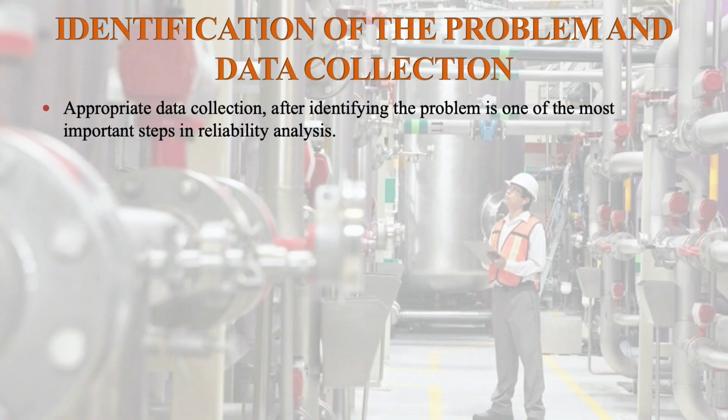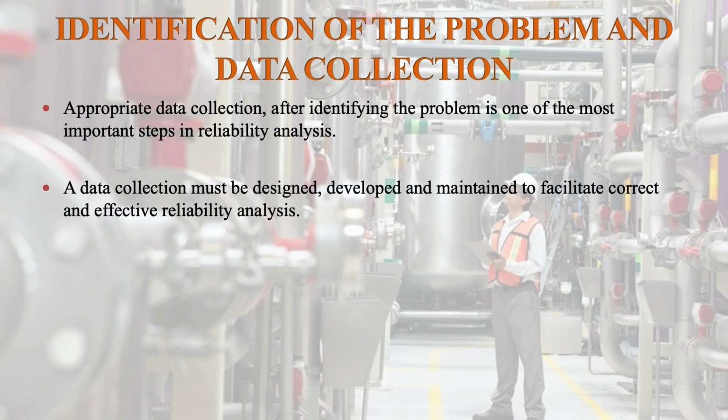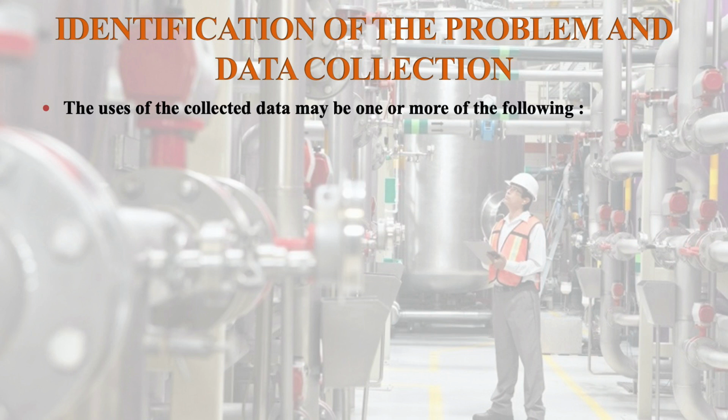Identification of the problem and data collection. So first of all, one has to identify a problem. How to identify the problem? Once identifying the problem, one has to collect the data. So appropriate data collection after identifying the problem is one of the most important steps in reliability analysis. A data collection system must be designed, developed and maintained to facilitate correct and effective reliability analysis. The use of the collected data may be one or more of the following.